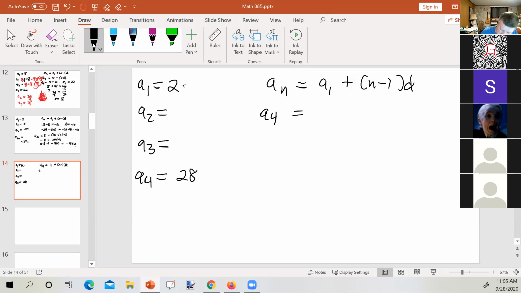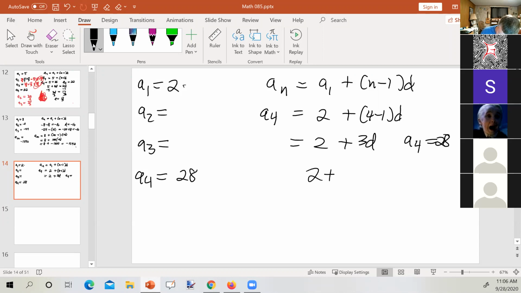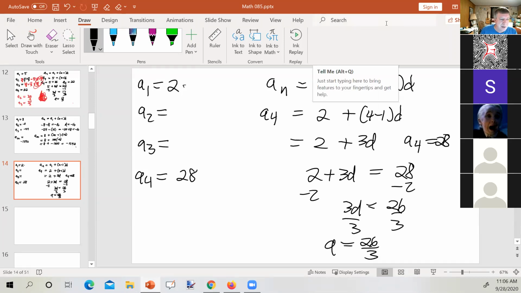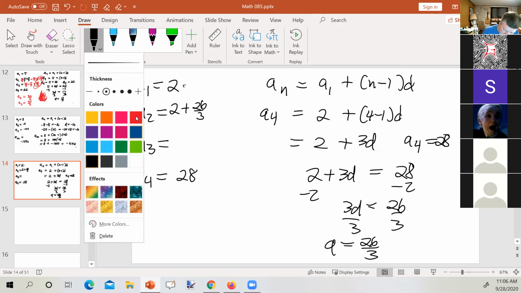A sub 4 equals a sub 1 plus 4 minus 1 times d, which is 2 plus 3d, but a sub 4 also equals 28, so 2 plus 3d equals 28. Subtract 2, 3d equals 26. Divide by 3, d equals 26 thirds. So we run into that same issue we had before, and I'll bet that the students' answers were the decimal rounded off equivalent.